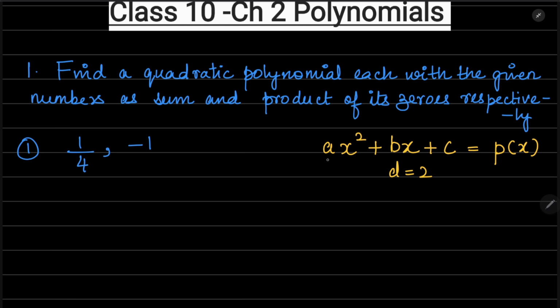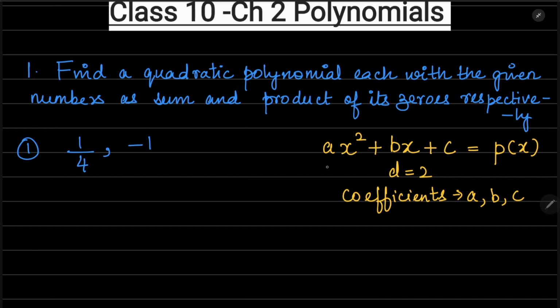Now these a, b and c are called the coefficients. What is a? a is the coefficient of x square, b is the coefficient of x, and c is the constant. In general, a, b and c are all called the coefficients.